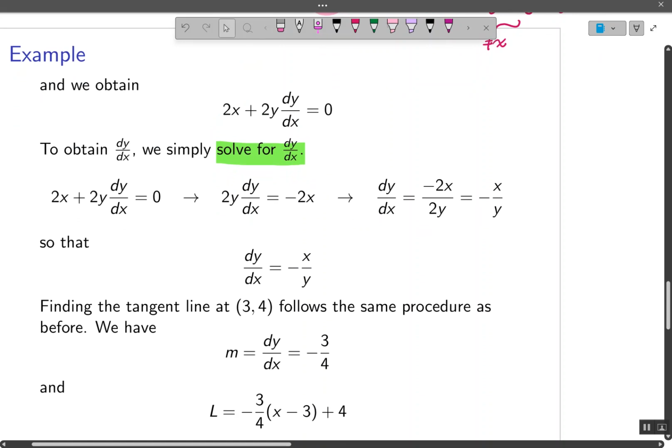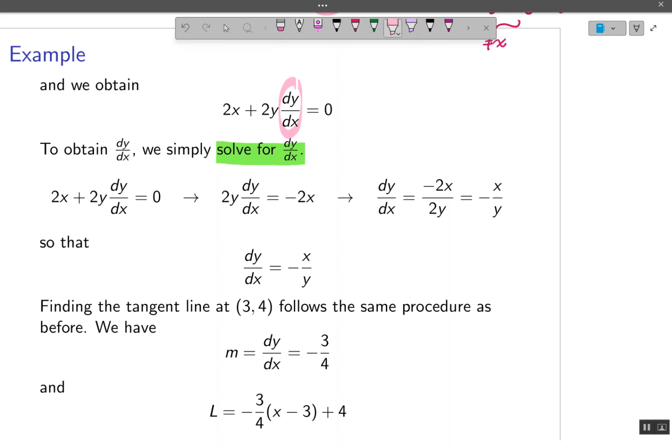I'm going to go through this fast because we're going to have more examples coming. Now we need to get dy dx by itself. So we just do some algebra, right? We put this guy over here, we divide by 2y, and we're done.